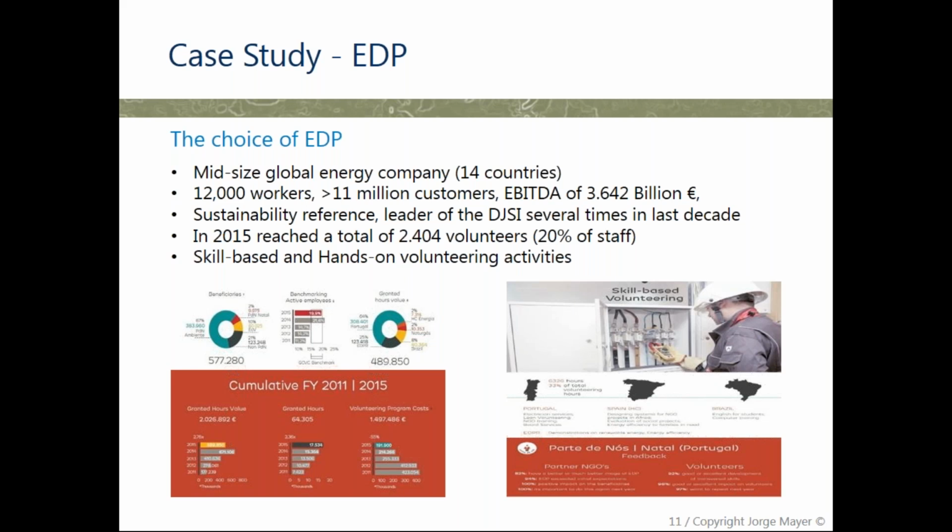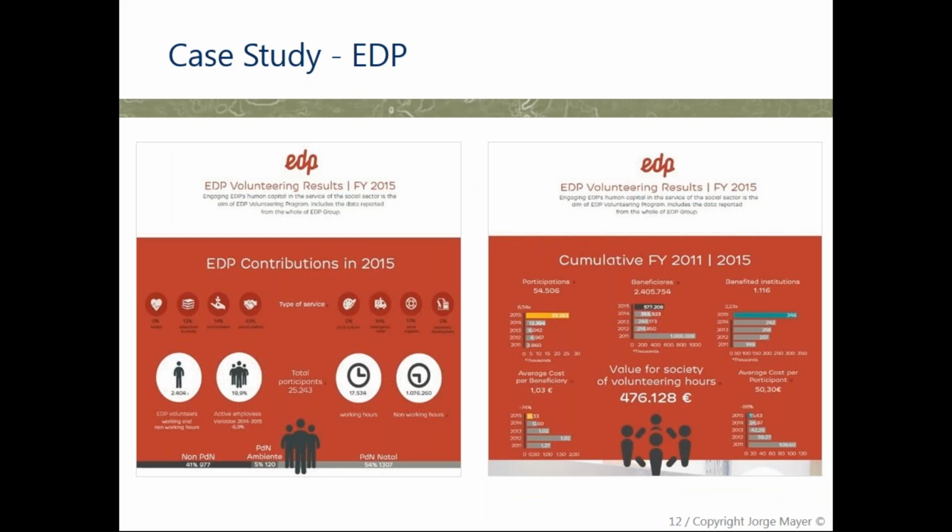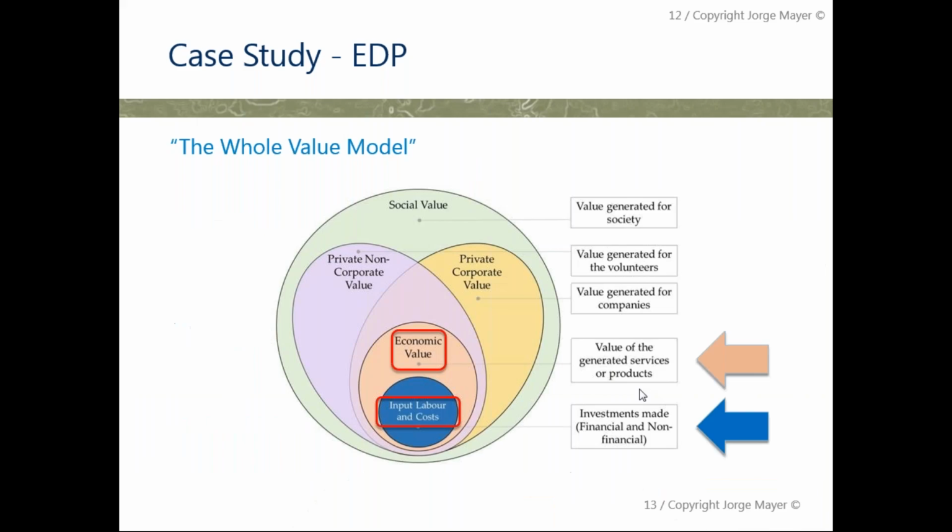EDP is also a mid-sized global company. It has around 12,000 workers. It's been in the Dow Jones Sustainability Index for a long time, and it has skill-based and hands-on activity, which is pretty important. Here below, you can see some of our infographics. This is a little bit more on our infographics. We already had some determination of the economic value, which was around €500,000.